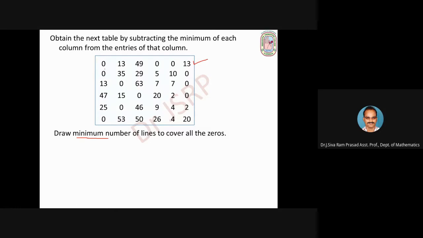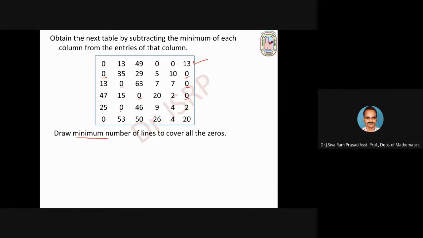First row contains 3 zeros, so more than 1 zero, skip the first row. Next, the second row contains 2 zeros, so more than 1 zero, skip the second row. The third row also contains 2 zeros, more than 1 zero, skip that. The fourth row contains 2 zeros, more than 1 zero, skip that.